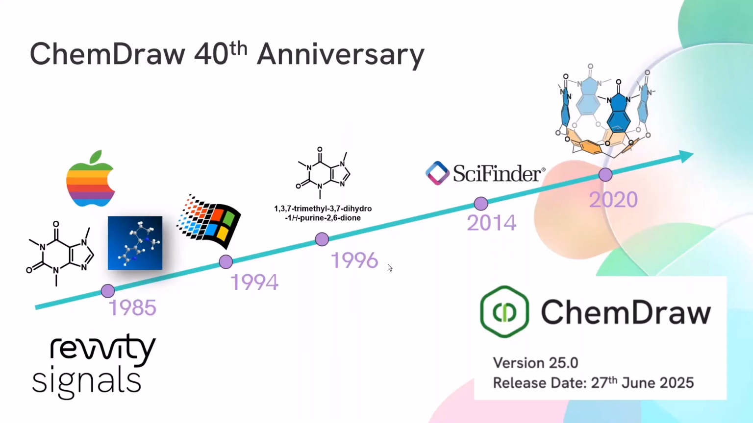With the years, a lot of functionality was introduced in ChemDraw, like the IUPAC name generation, SciFinder integration, coloring tools, HELM editors, and hotkeys, for example. The latest version of ChemDraw Desktop was released in June this year, so it's ChemDraw 25.